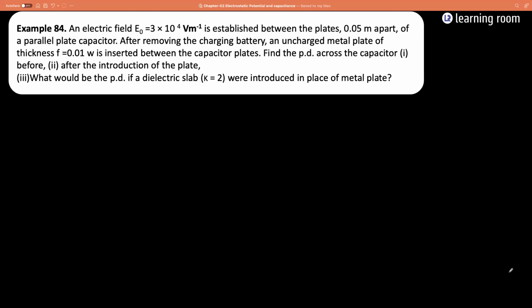After removing the charging battery, an uncharged metal plate of thickness. So what do you mean by uncharged metal plate? When you see the word metal plate, what comes to your mind? Metal plate is a conductor. So two metal plates, capacitor is there. In between the capacitor, there is a metal plate of thickness 0.01 meter that is inserted. Find the potential difference across the capacitor before and after the introduction of the plate.